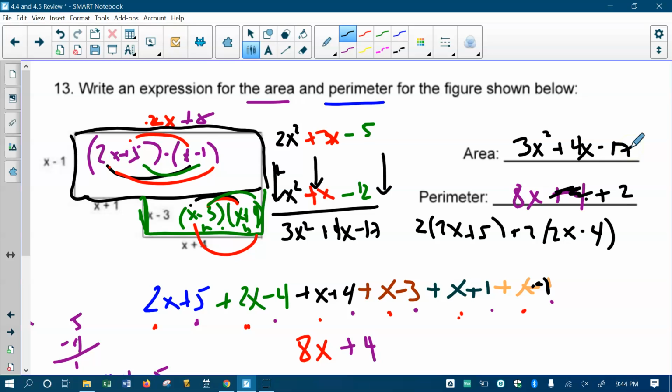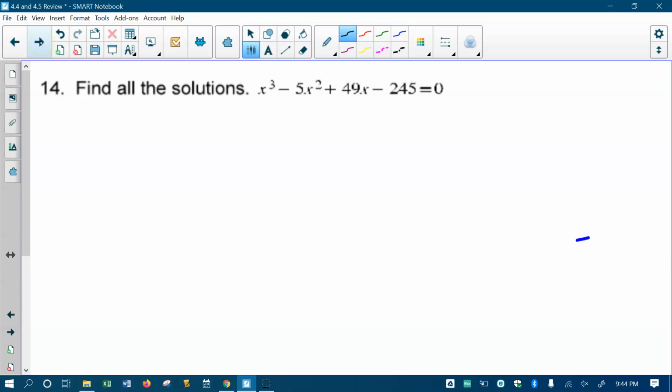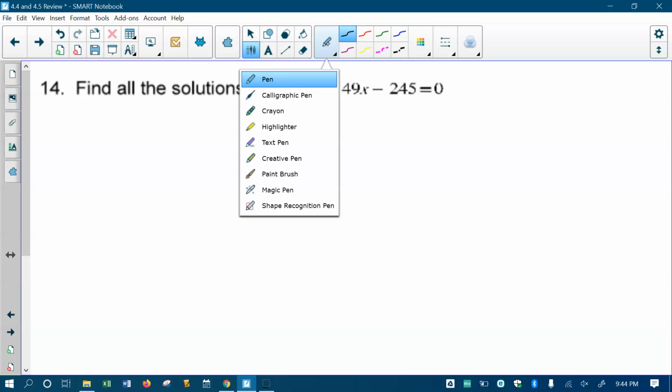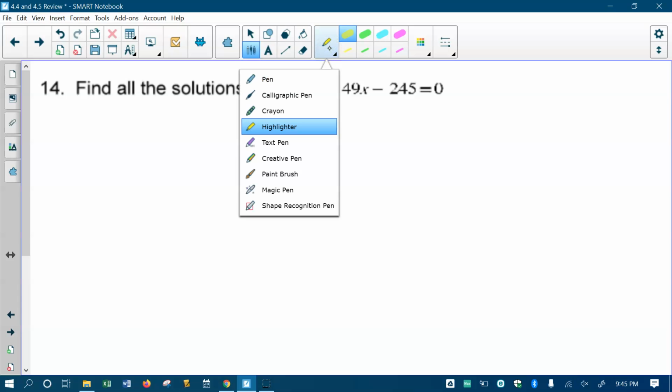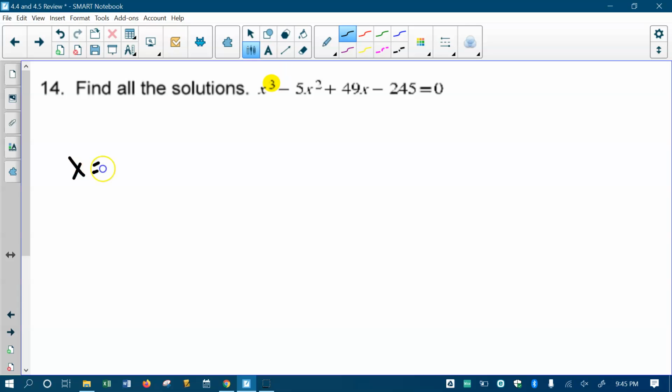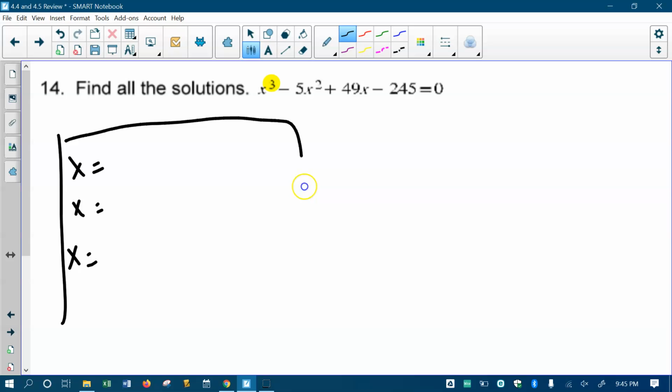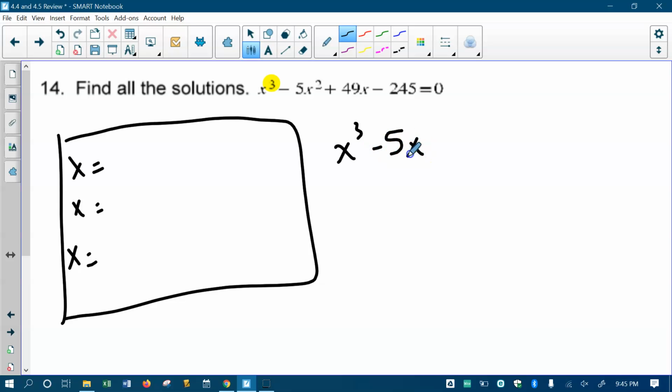And then for the grand finale, number 14. I love number 14. We need to find all the solutions. Now, how many solutions should there be? Great question. 3. We always go to the biggest degree. We need 3 total answers. We need x equals 3 times, and that is going to be our answer. Okay? So what can we do here? Well, I'm going to rewrite the problem. I'm going to see if grouping is going to help here.